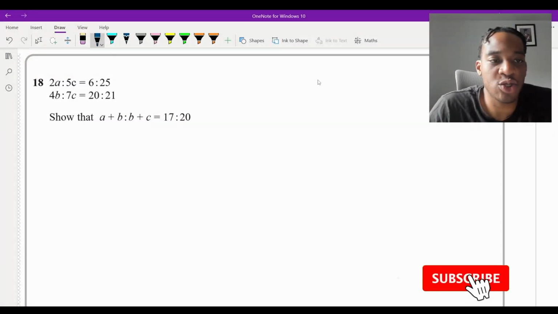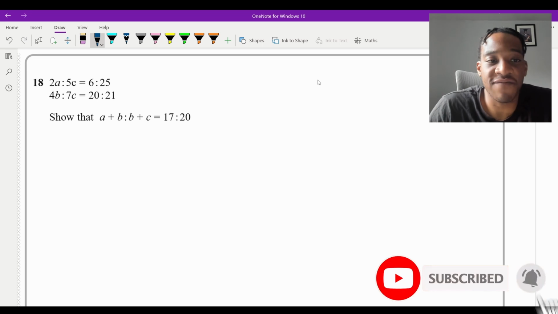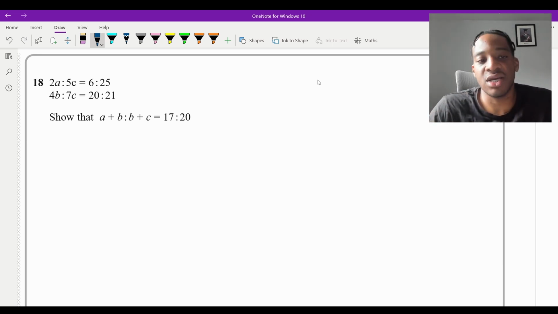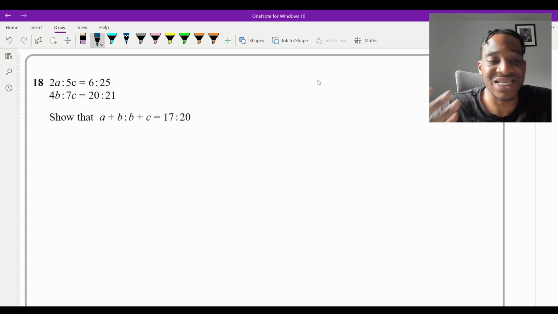Okay, so question 18 says 2a and 5c are in the ratio of 6 to 5, and 4b to 7c is in the ratio of 20 to 21. And it says we need to show that a plus b to b plus c is in the ratio 70 to 20 for 3 marks. So what we need to do essentially is figure out our a, b's, and c's, then work out what a plus b is, work out what b plus c is, and make sure it's in this ratio of 70 to 20.